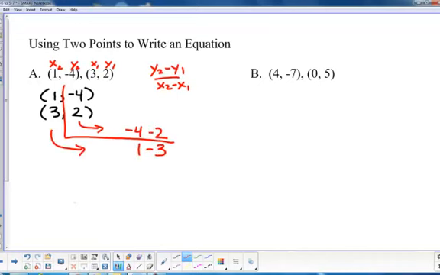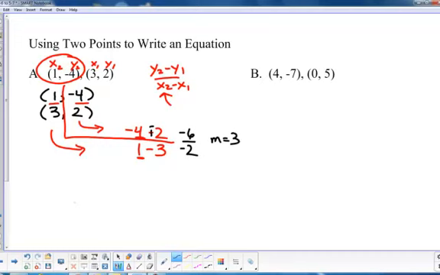1 minus 3 in the same order. So since I use negative 4 first, I have to use 1 first. Negative 4 first and 1 first. Those are both my second points right here. All right, so this simplifies to give me a slope of negative 6 over negative 2. So my slope is 3.